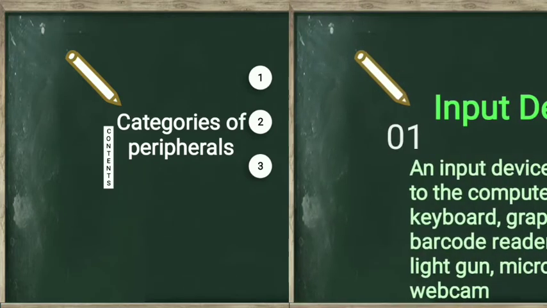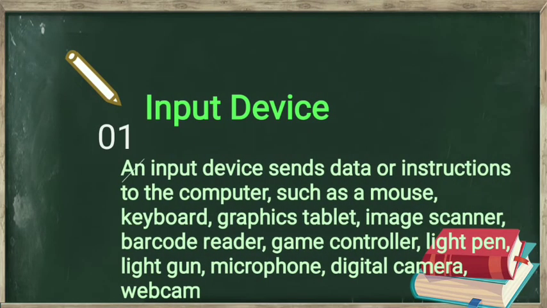Then what is input device? An input device is a piece of equipment used to provide data. Input device sends data or instructions to the computer. Some examples of input devices: mouse, keyboard, graphics tablet, barcode reader, game controller, light pen, light gun, microphone, digital camera, webcam. Okay, let's look at some common input devices.